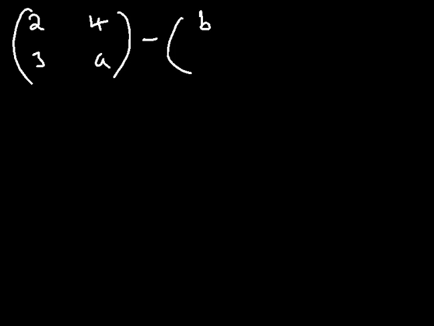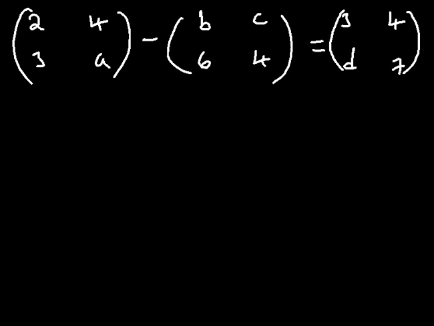And now let's say we have the matrices 2, 4, 3, A, and minus B, 6, C down 4, which is equal to 3, D, 4 down 7. Let's say this is the case. But before we go further, I want to explain something for you.